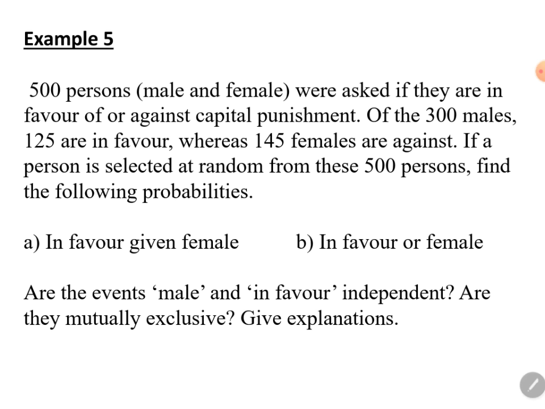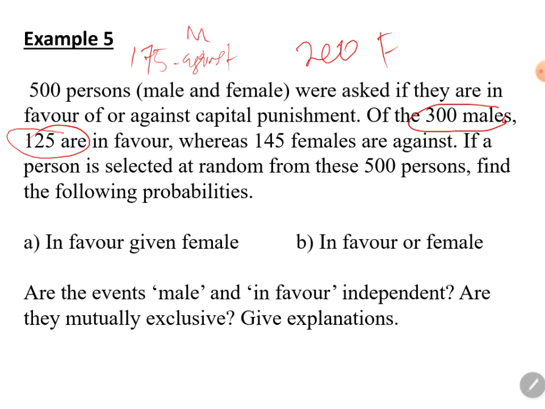So now, we have two categories. It's gender, and the second one is whether they are in favor of or against capital punishment. So the easiest way to do this question is to do the contingency table. So if we have 300 males, it means that we have 200 females. Out of 300 males, 125 are in favor, means that the remaining is how many? 175 are against, males that are against. And then out of 200, 145 are against, means that 55 are in favor. Okay, so this is for female and in favor.